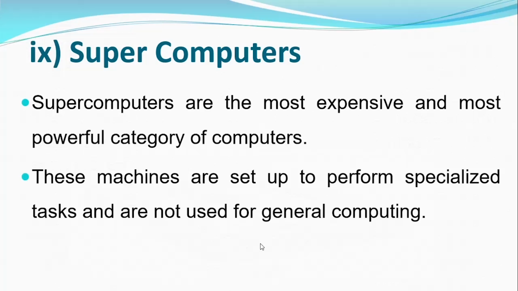These machines are set up to perform specialized tasks and are not used for general computing. Government agencies like the U.S. Department of Energy, NASA, and the National Weather Service use supercomputers to solve complex problems, make predictions, and to conduct research. Supercomputers are also used by the petroleum and automotive industries, the scientific community, and some large universities.